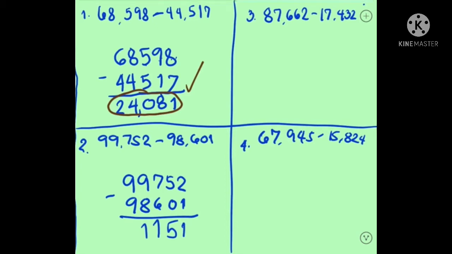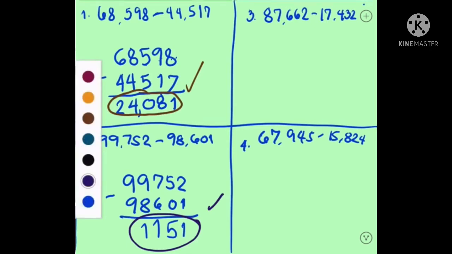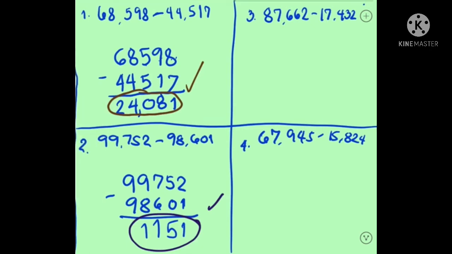So what will be our final answer? Our final answer is 1,151. Okay, so 1,151. The third one. The third is 87,662 minus 17,432. Okay?